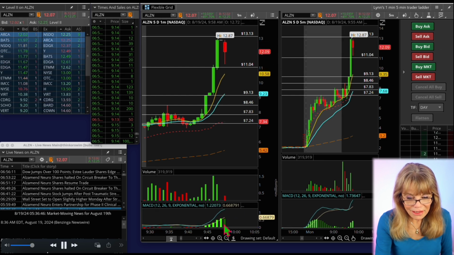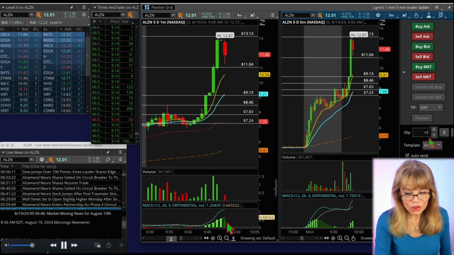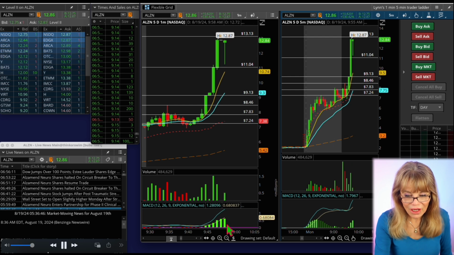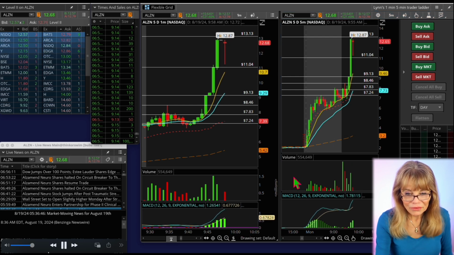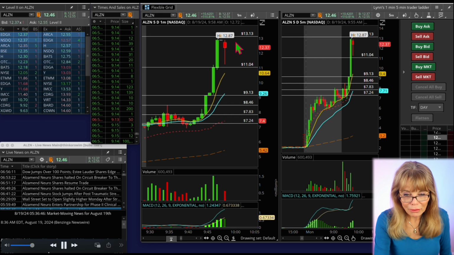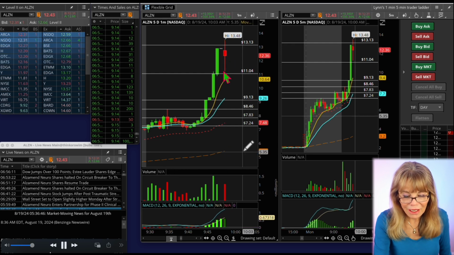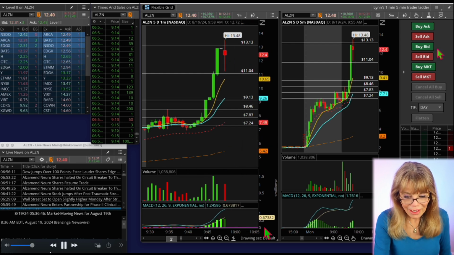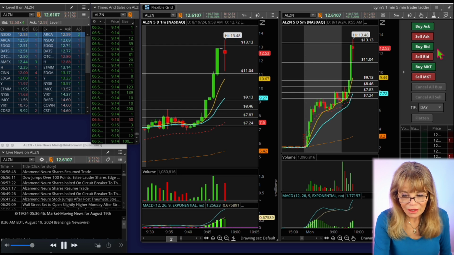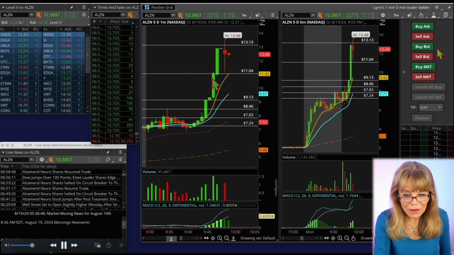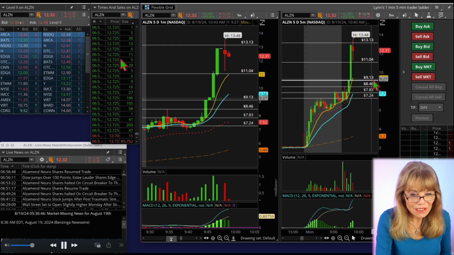We can see now the MACD is turning dark green. That usually shows that there's a negative sign in MACD land. So we'll see if it's going to be able to pop back up against that 13.13, but it looks like we've got a spinning top. So it's not looking so good right now, and the histogram's turned dark. The 5's still looking good, but the 1-minute is starting to pull back some.